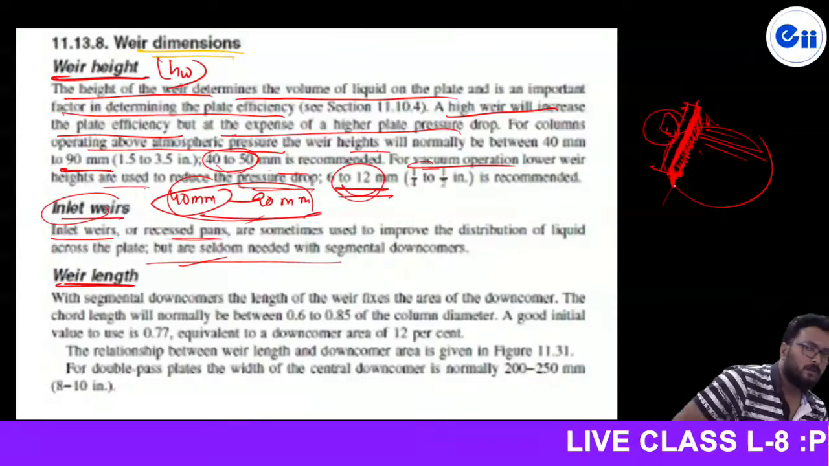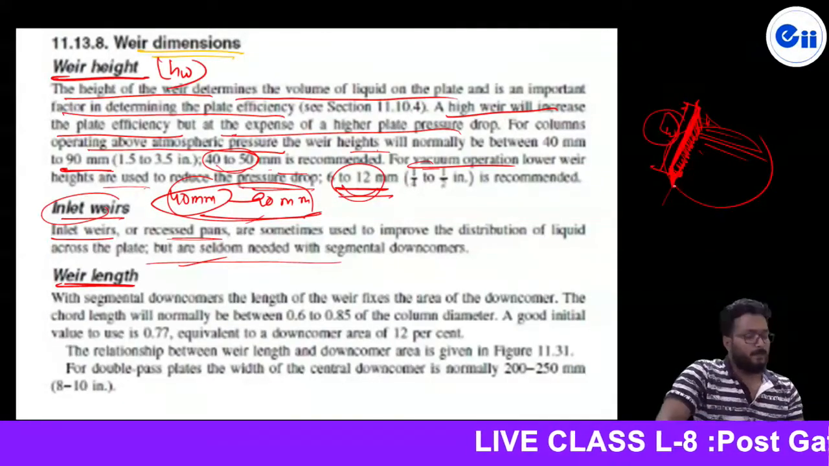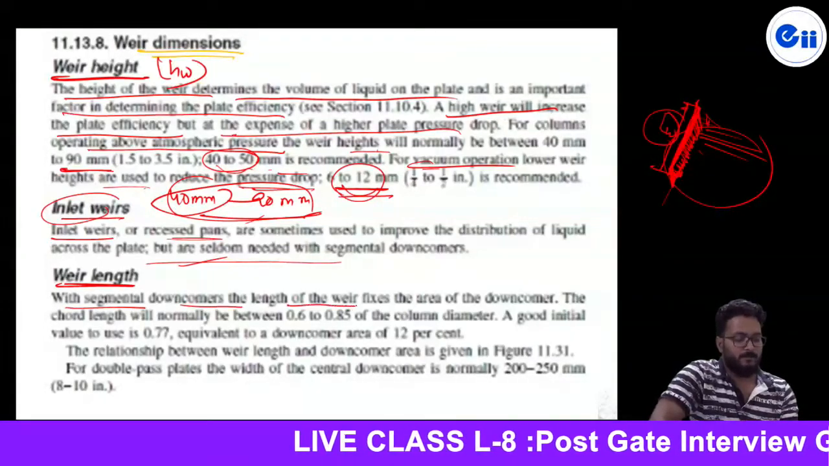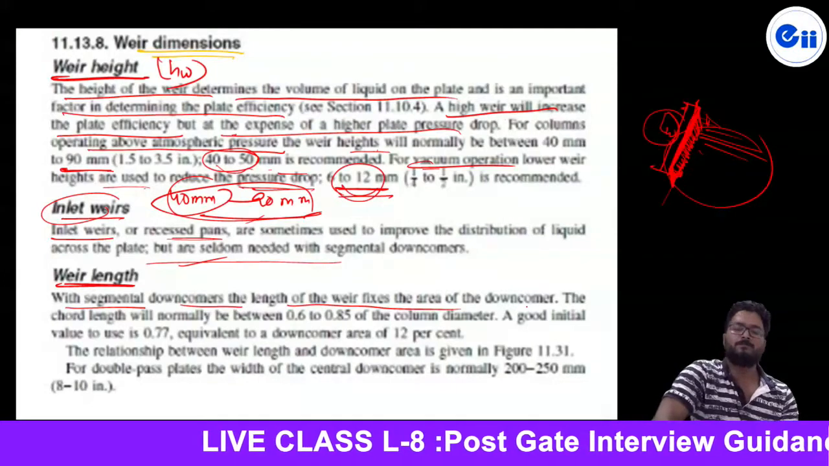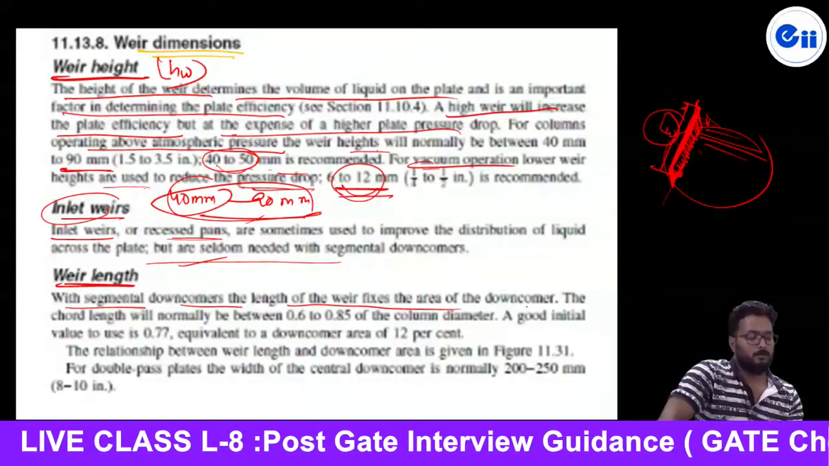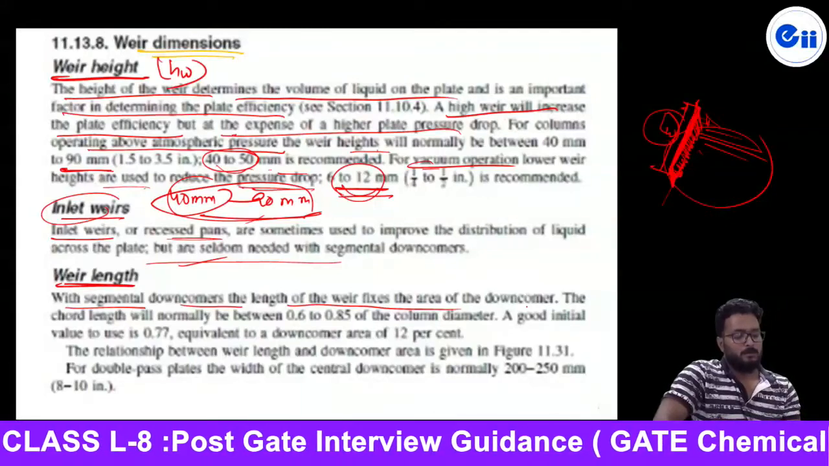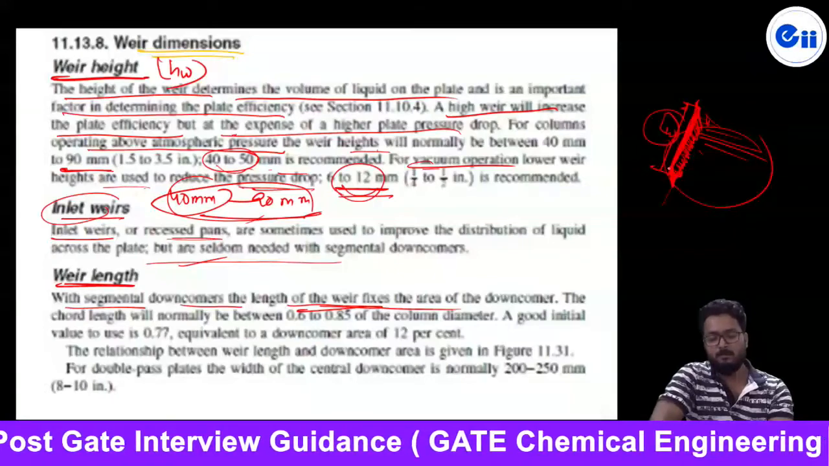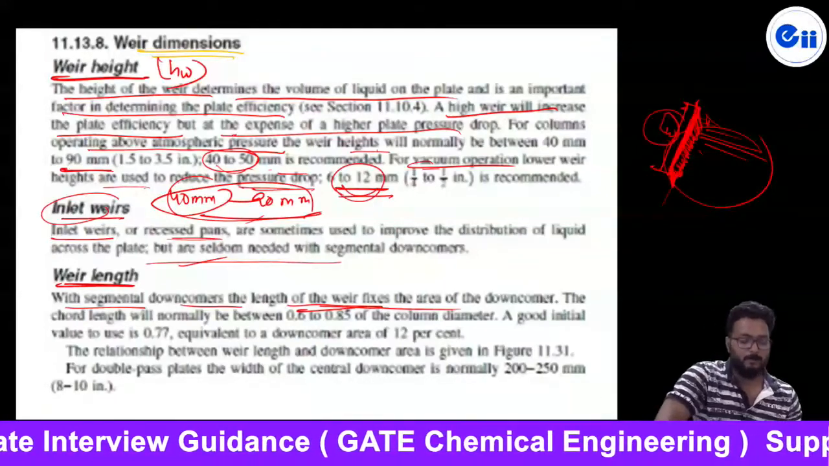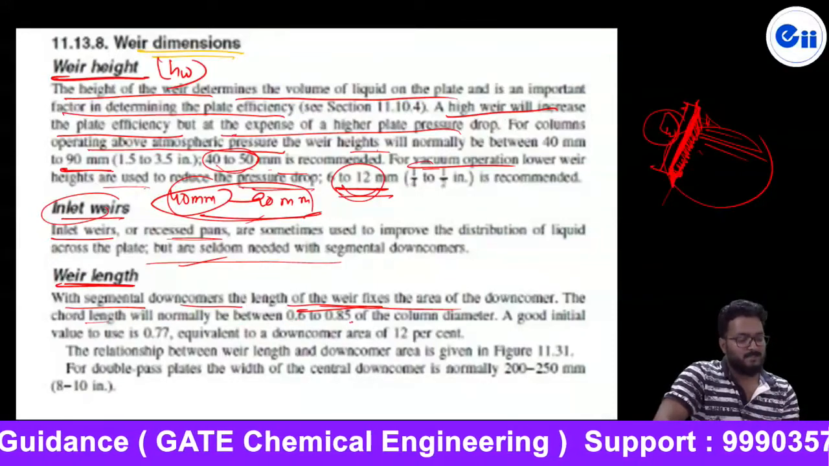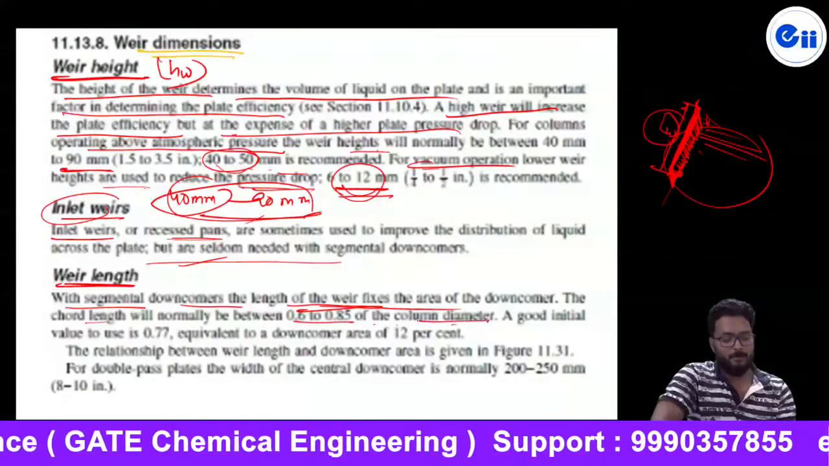Now, weir length: with segmental downcomers, the length of the weir fixes the area of the downcomer. Actually, if you want to find the area of the downcomer, the length of the weir will fix the area. How much length will it be? According to this, we can calculate the area of the downcomer. The chord length will normally be between 0.6 to 0.85 of the column diameter.